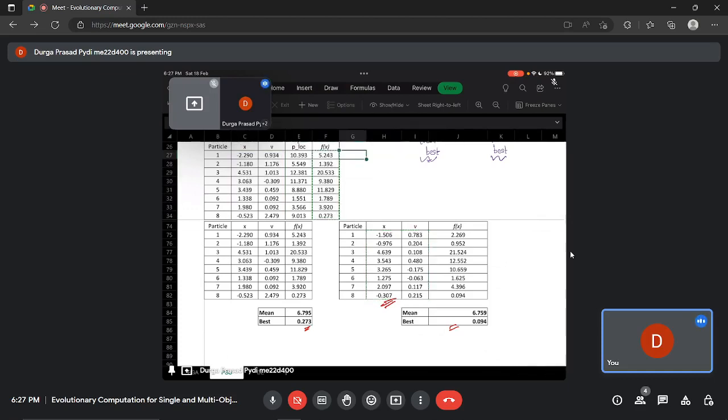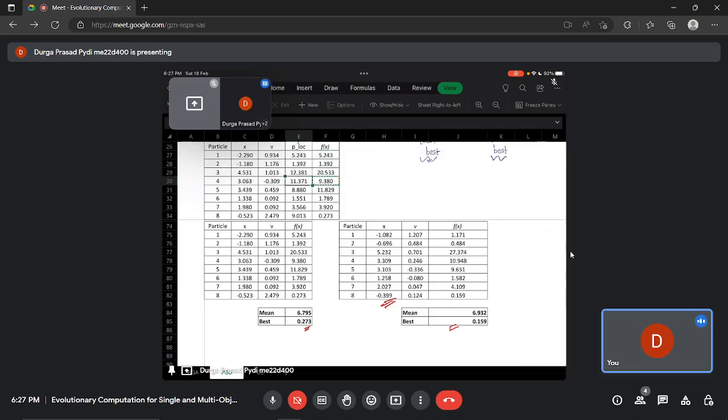You have to update this local best. So this particular local best will be 5.243, 1.392. Okay, we will see. We'll update the local best. So for the first two, the local best is the current function value. So we update those. For the next one it is the same, but this one again we have to update.